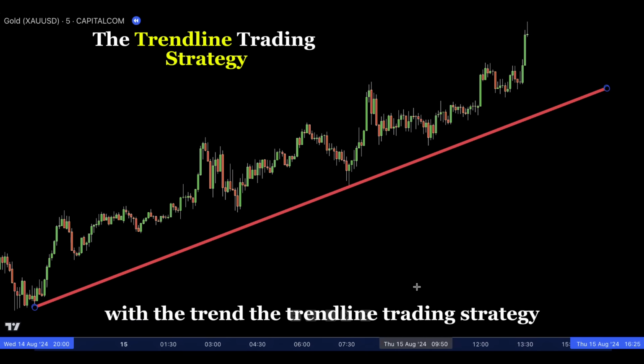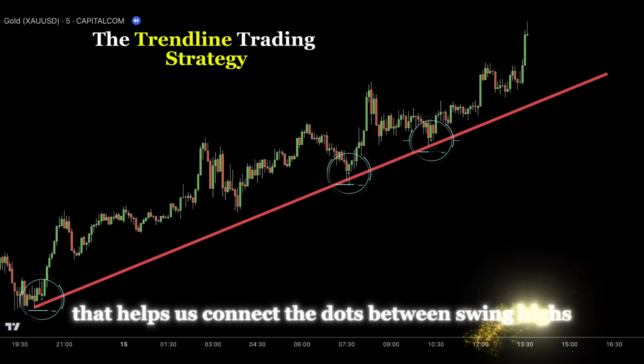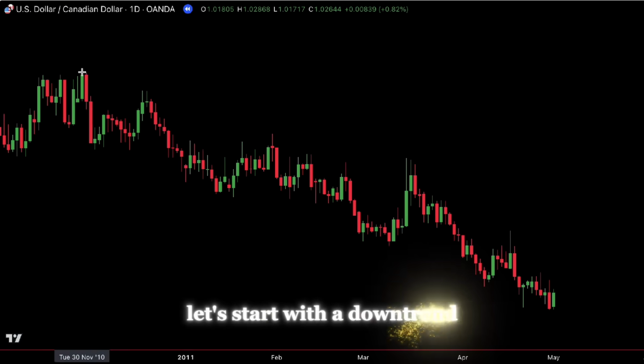The Trendline Trading Strategy. A trend line is not just a random line on the chart. It's a visual guide that helps us connect the dots between swing highs and swing lows during a trending market. Let's start with a downtrend.